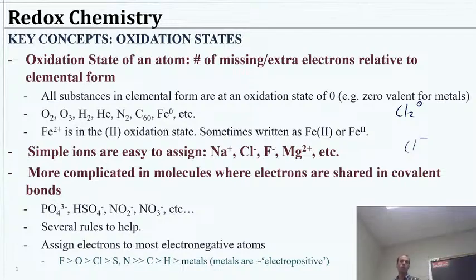We would start with the most greedy atoms. And by greedy, I mean electronegative. Right? We talked about that before. Fluorine is essentially our most electronegative atom. So we're going to give electrons to that one first.